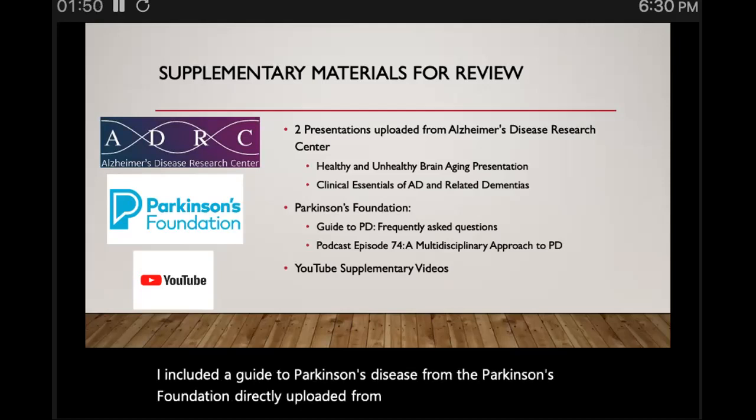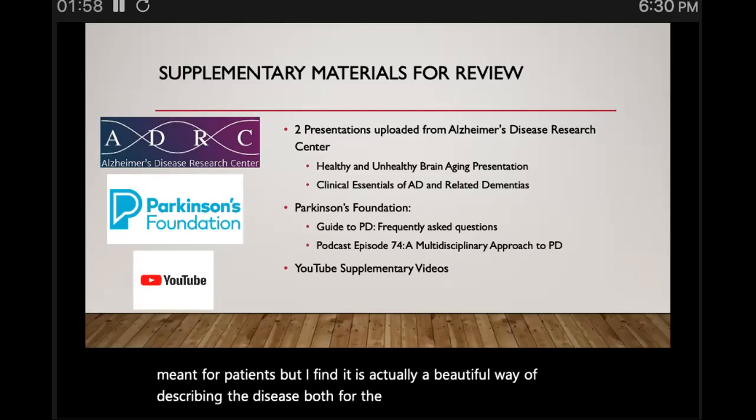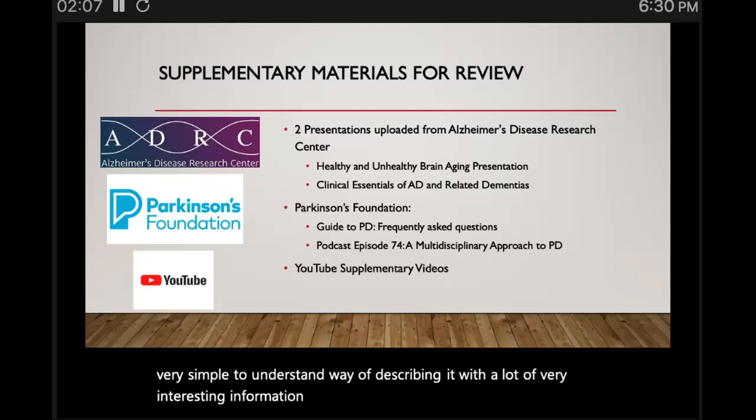It is a guide that is actually meant for patients, but I find it is a beautiful way of describing the disease, both for the clinician and the patient, in a very simple to understand way, with a lot of very interesting information, including differentiating Parkinson's from Parkinsonism.